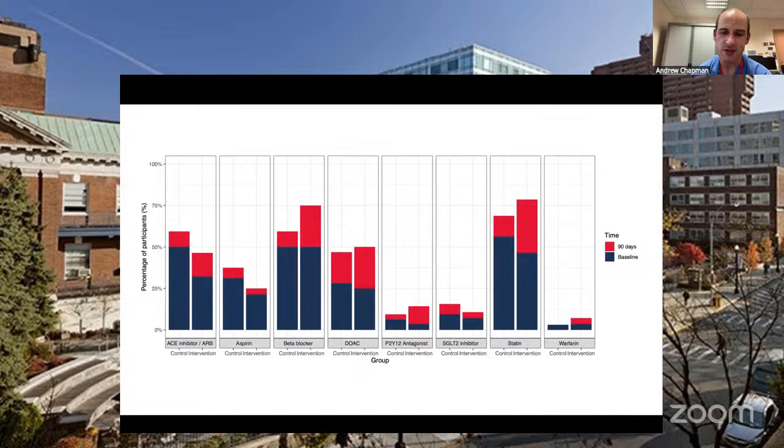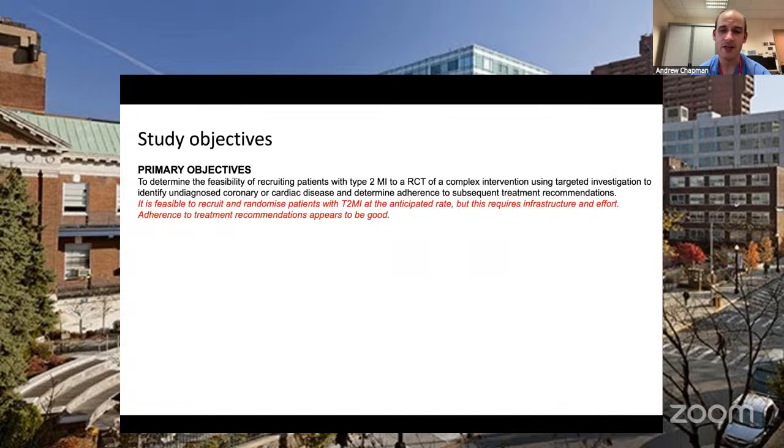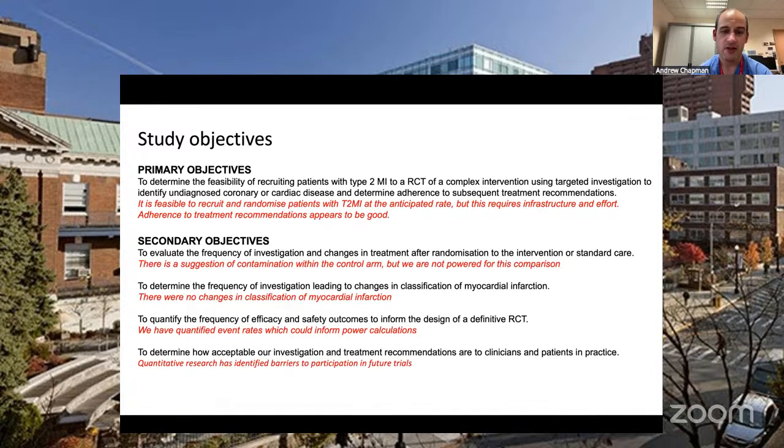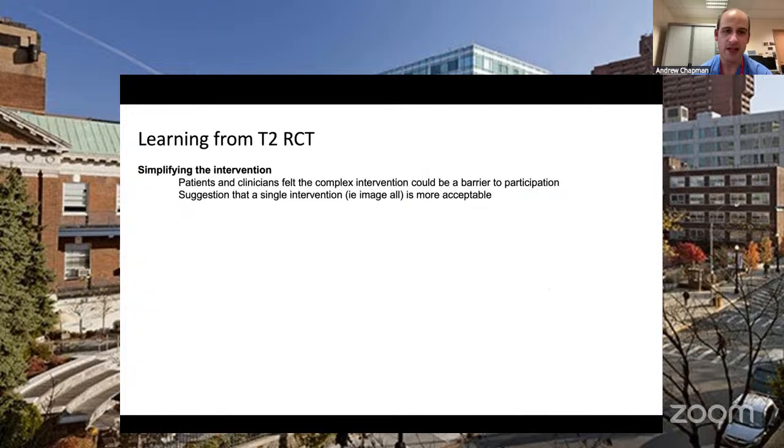So we've demonstrated that it was feasible to recruit and randomize type 2 MI, but it required a lot of infrastructure and effort to screen consecutive patients. The adherence to our recommendations appeared to be quite good. We also felt that there were barriers to participation in this trial, and we learned a lot from the patients and the clinicians that took part.